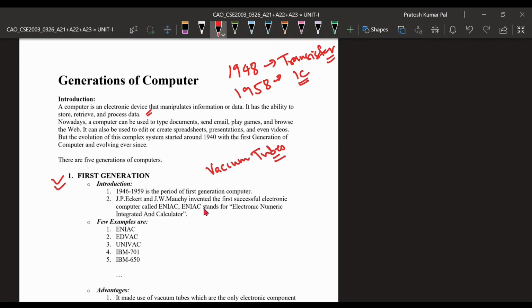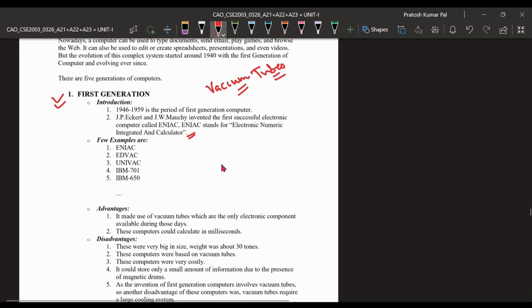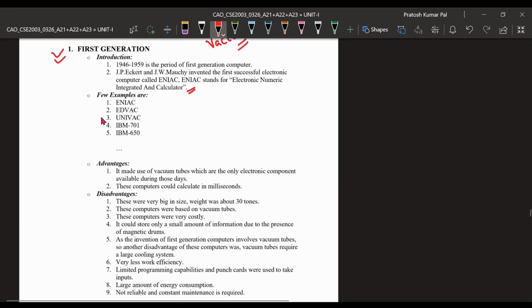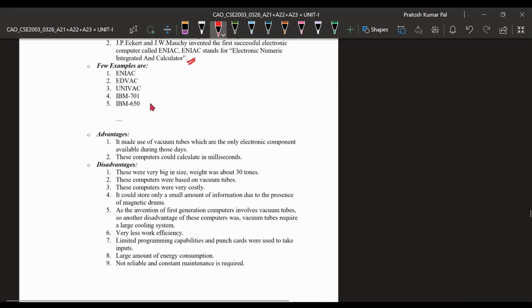So ENIAC stands for that. Initially it was the calculator that was implemented. A calculator is nothing but a computer that does the operations. That was implemented with the help of vacuum tubes, and it was having the size of a room at that time because of the vacuum tubes. When the IC and transistors were implemented, the next generation of computers started.